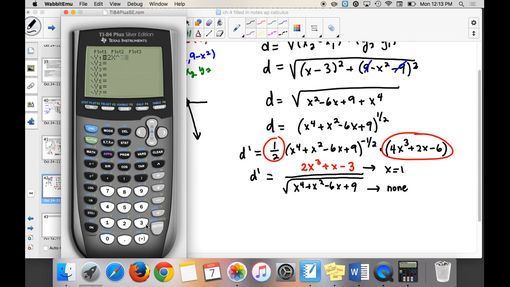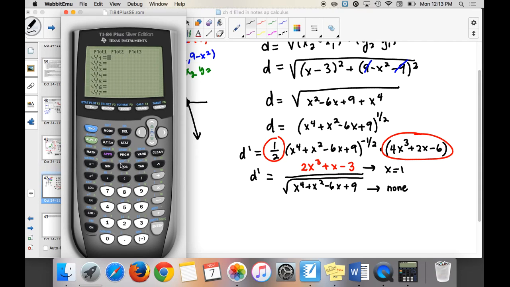So 2x cubed plus x minus 3. And when you hit graph, this one's only going to cross at 1. So we see that one, right? So you could do your second trace, find the 0, it's at 1.